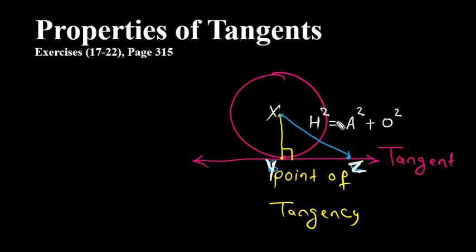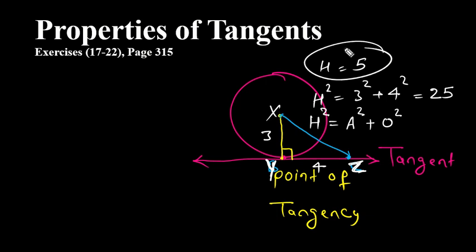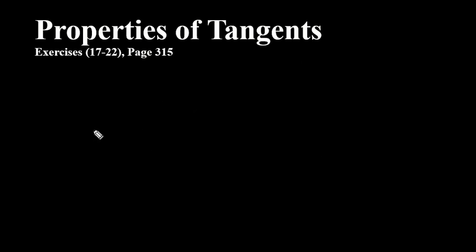So hypotenuse square is equal to adjacent square plus opposite square. If I give this as 3 and 4, then hypotenuse square will be 3 square plus 4 square. You can solve it, you will get 25 and hypotenuse will become 5. Okay, so here we understood the Pythagorean theorem for a right angle triangle and the concept of tangency. So let's start with one more concept.